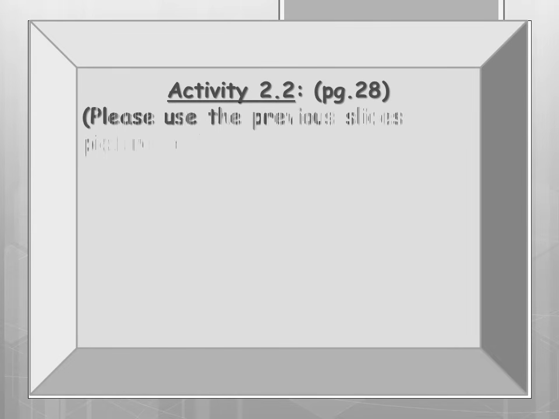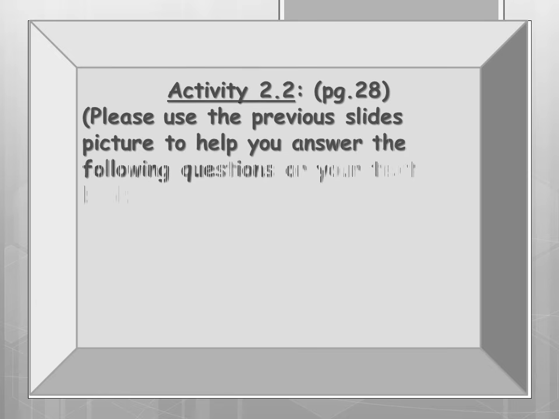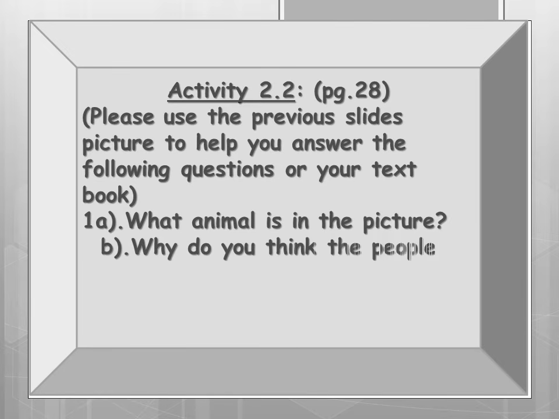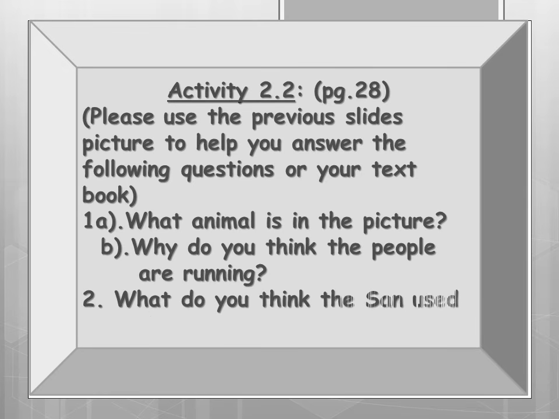Now activity 2 on page 28. Please use the previous slide's picture to help you answer the following questions, or your textbook. 1A. What animal is in the picture? 1B. Why do you think the people are running? Question 2. What do you think the San used for paint?